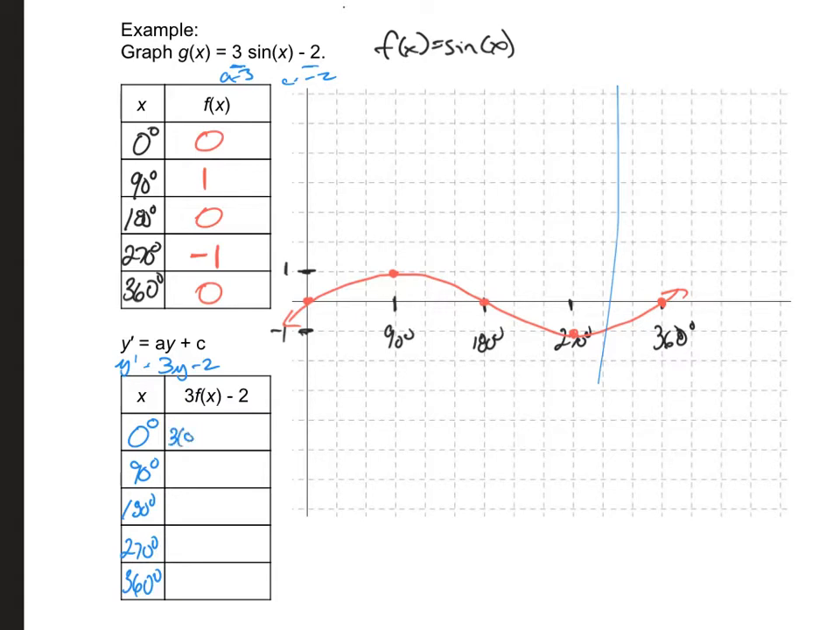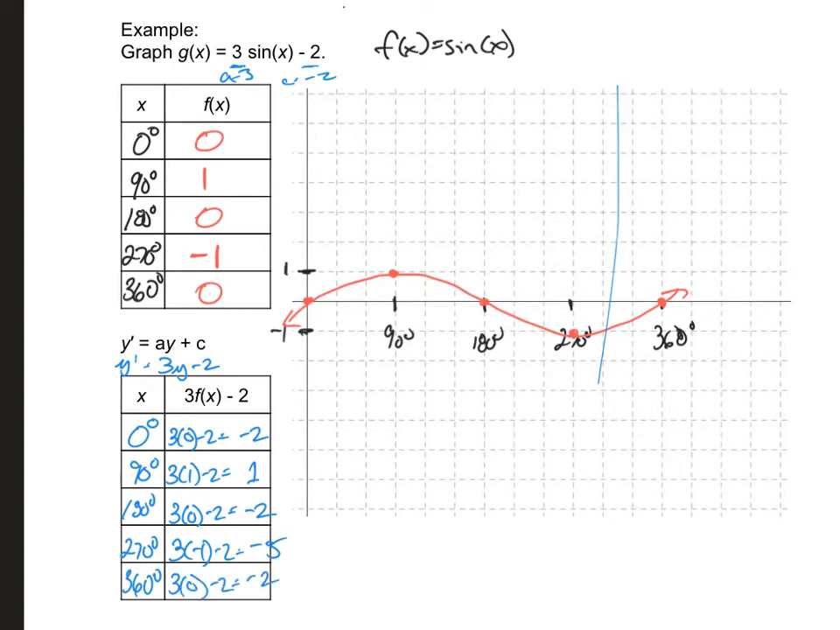Here we get 3 times 0 minus 2, which is -2. 90 degrees is going to be 3 times 1 minus 2, so that's going to give us a value of 1. And then 180 is really the same as 0, so 3 times 0 minus 2 brings us back down to -2. And 270 degrees is going to be 3 times -1 minus 2. That gives us -3 minus 2, which is -5. And then 360 degrees, we're back to that equation of axes. So 3 times 0 minus 2 is -2.